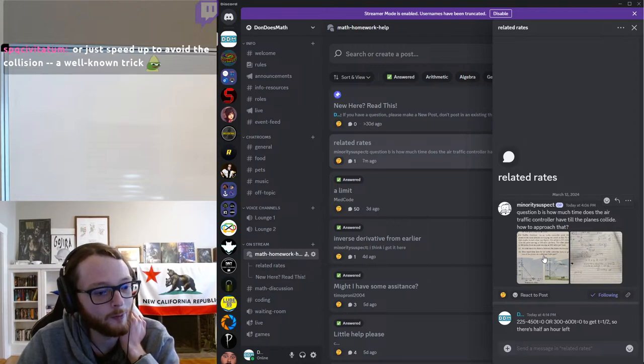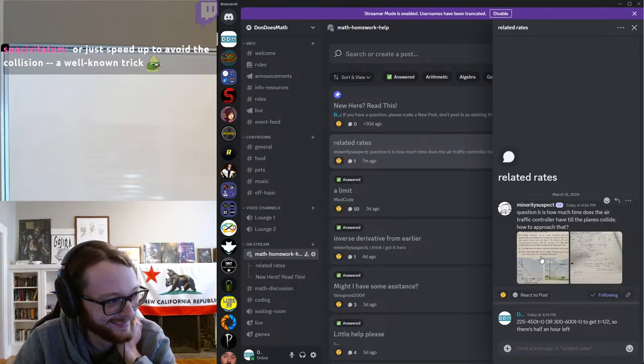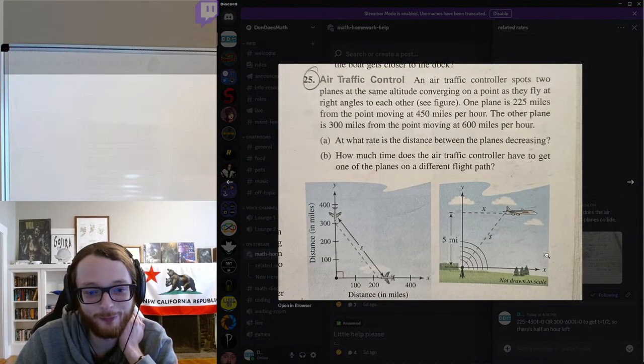Just speed up to avoid the collision, a well-known trick. Basically playing chicken. What if they both speed up? Then you're just making the crash worse.